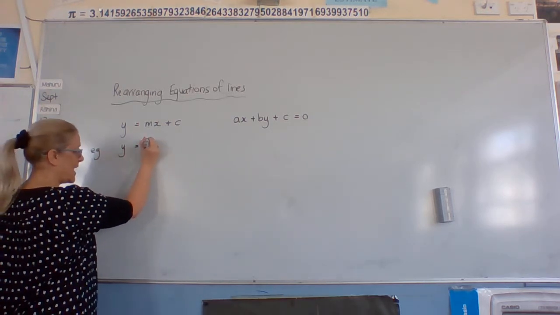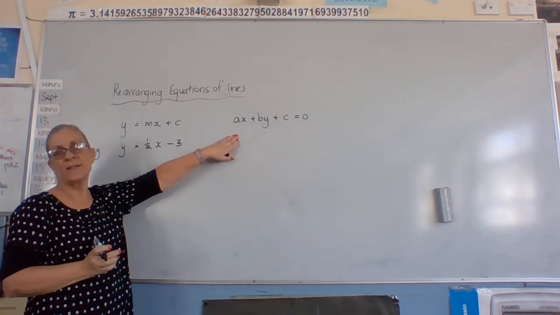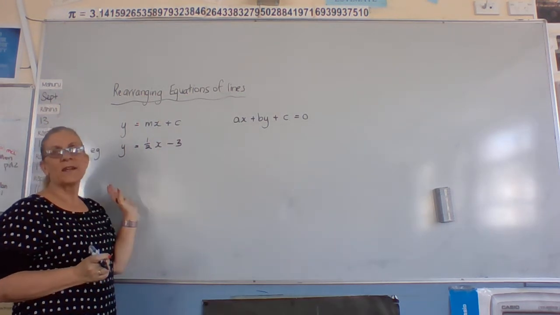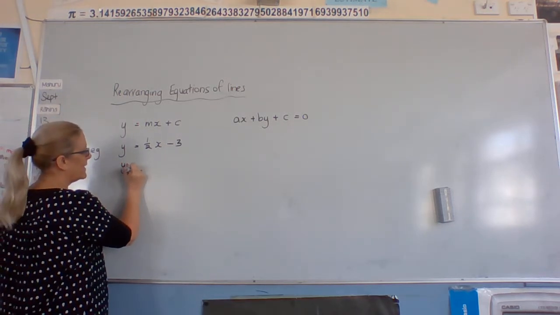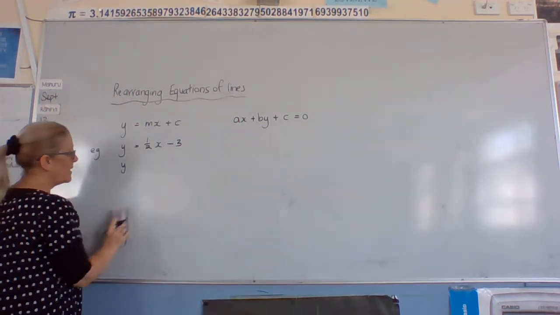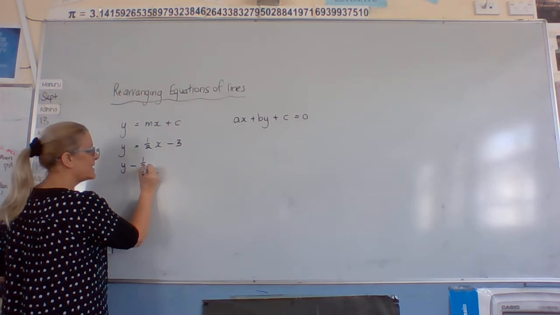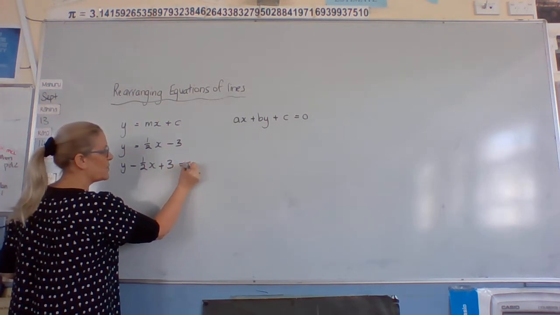So if we have one of these ones, let's have a look. y equals a half x minus 3. And we want to write it in this form. That means we've got to move everything over this side to get it equal to 0. So we could have y, and because it's plus a half x, it's going to be minus a half x on this side. And because it's minus 3, it's going to be a plus 3.